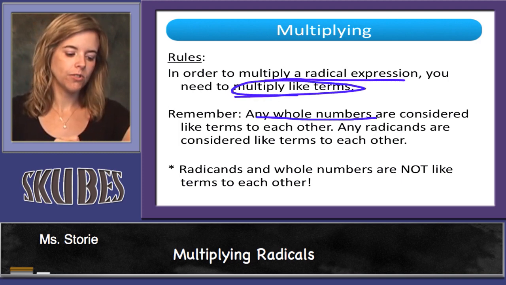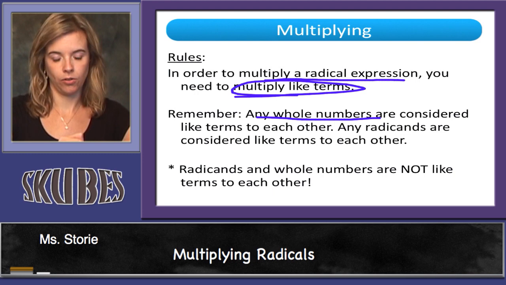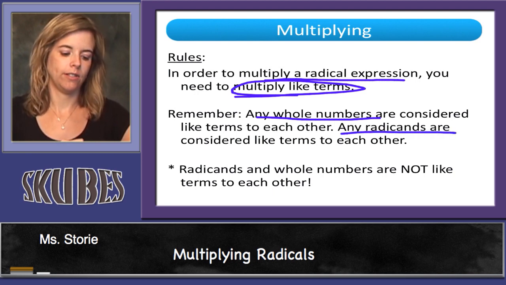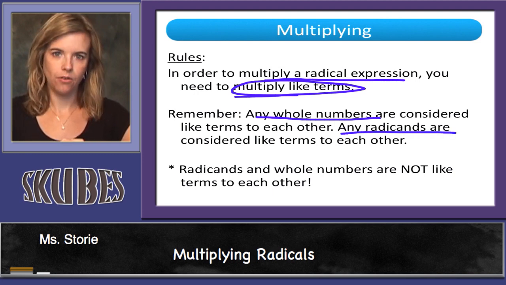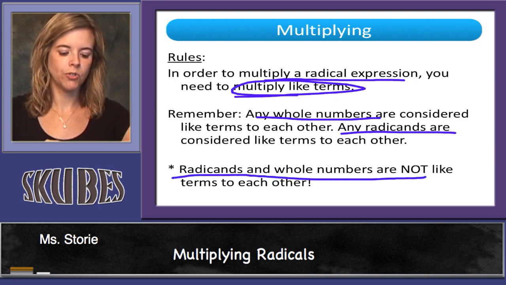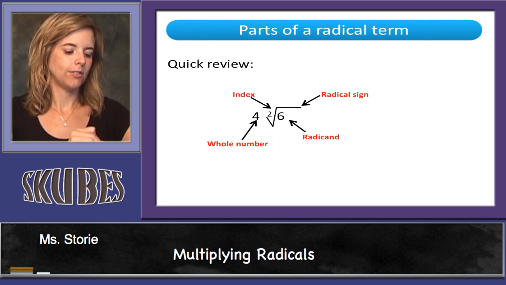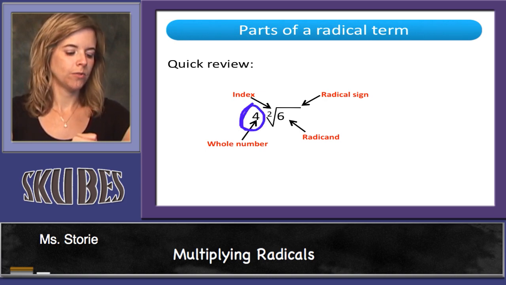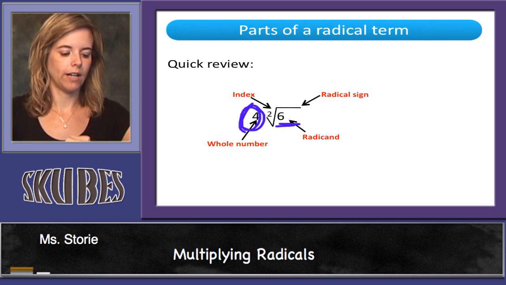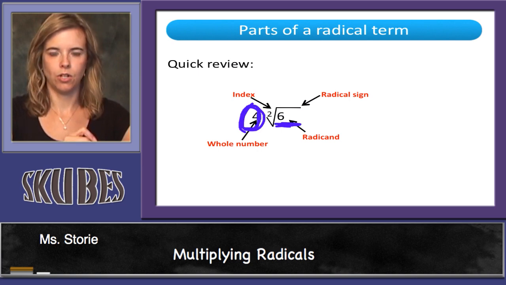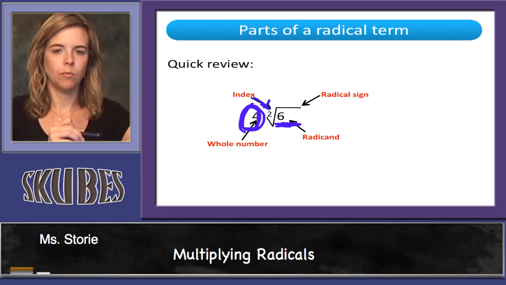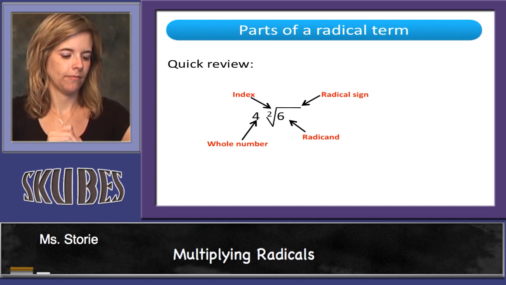Remember, any whole numbers are considered like terms to any other whole numbers, and any radicands are considered like terms to the other radicands. Radicands and whole numbers are not like terms to each other. So for a quick review, here are the whole numbers that I was talking about, and here's the radicands. Only other whole numbers are like terms to each other, and only other radicands are like terms to each other. And then, of course, your teeny tiny number is your index.